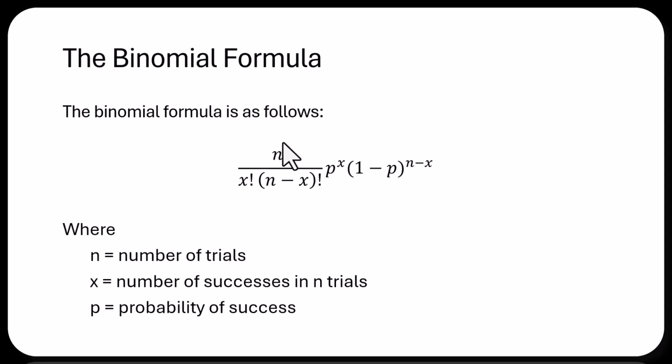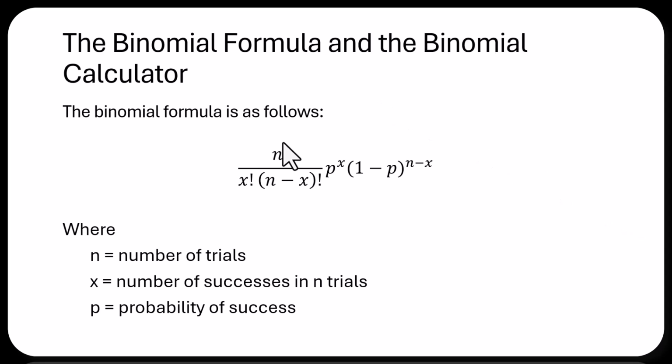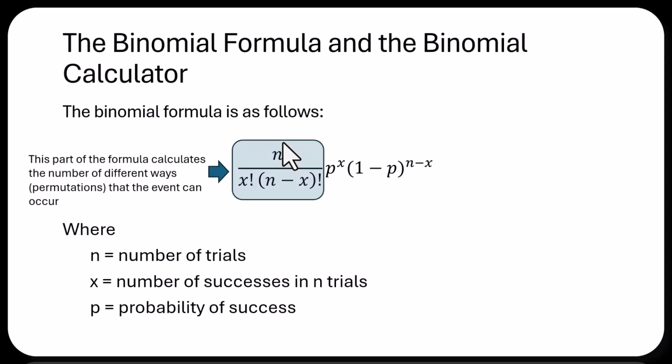So why do I need this complicated formula to find the probability? Why can't I use one of those very simple equations or formulas that we used back in the probability chapter? Well, let me tell you why. What we need to do, and what this formula is doing for us, is it's calculating on this side the number of different ways or permutations that an event can occur. So this is what we did when we created our sample space.